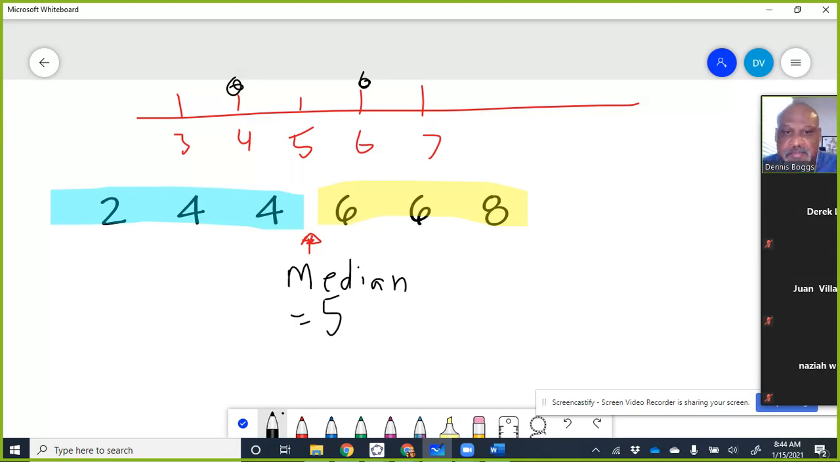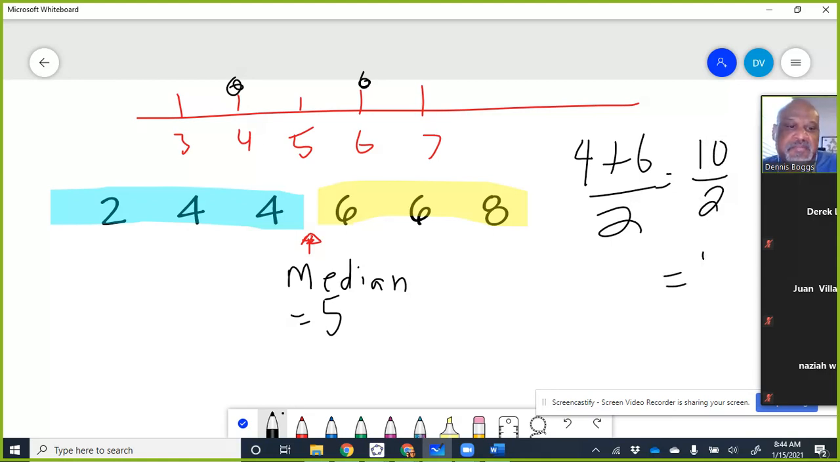Now, if you have bigger numbers, what you could also do is 4 plus 6 divided by 2. What's 4 plus 6? And what's 10 divided by 2? 5. So this problem is a little bit easier because the numbers aren't that big and you can do it in your head, but you will get problems later where the numbers are bigger. And so you might want to do a little bit of arithmetic. You can use a calculator if they get really big numbers. All right, so we're good with the median.